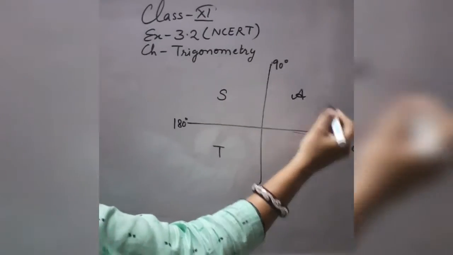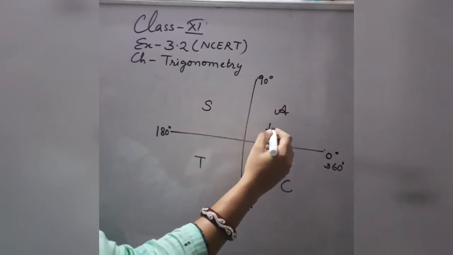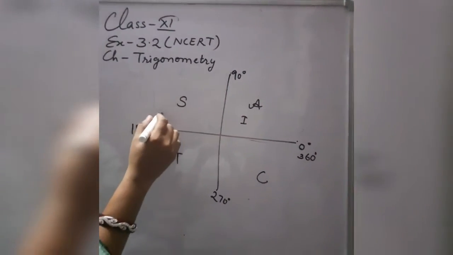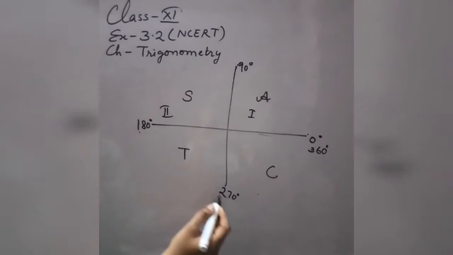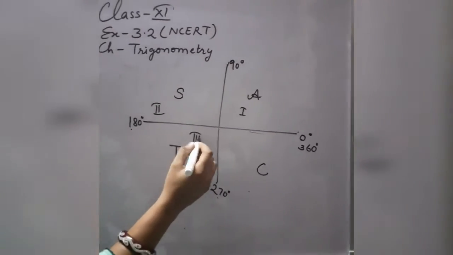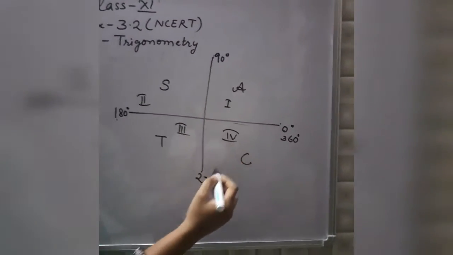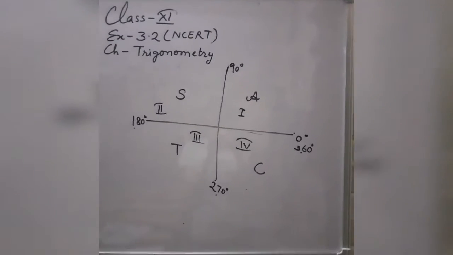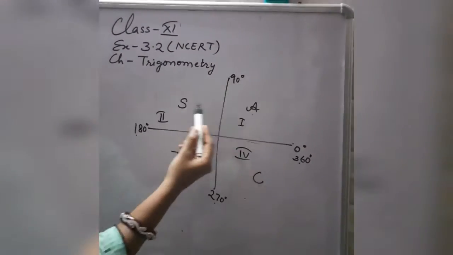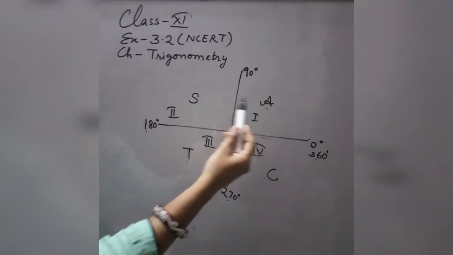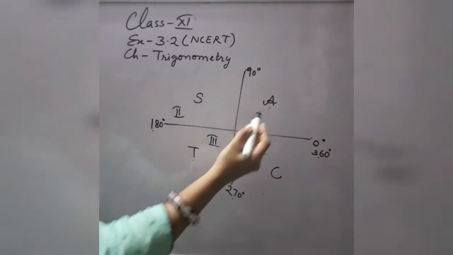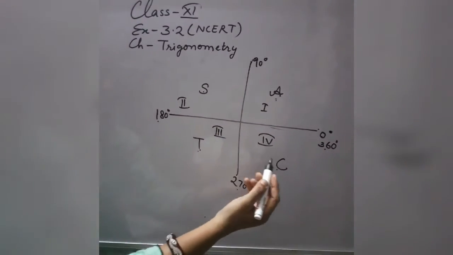First quadrant is from 0 degree to 90 degree. Second quadrant is from 90 to 180. Third quadrant is from 180 degree to 270 degree. Fourth quadrant is from 270 degree to 360 degree. I have written four letters here. There is a trick to learn these letters, useful from school to college.